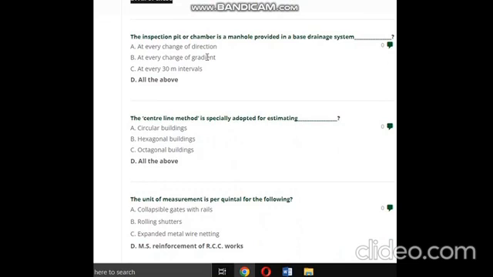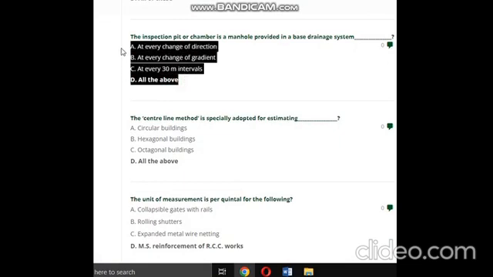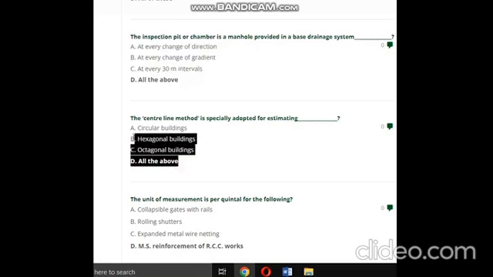The inspection pit or chamber is a manhole provided in a building drainage system. All of the above: at every change of direction, at every change of gradient, at every 30-minute intervals. The center line method is specially adopted for estimating all of the above. Circular building, hexagonal, octagonal, all of the above.